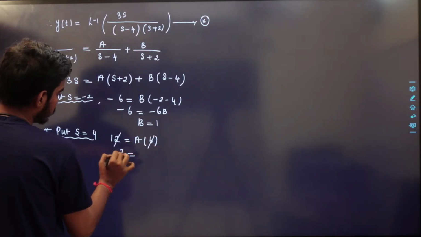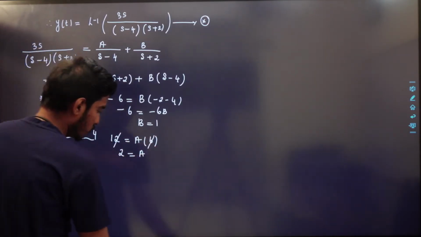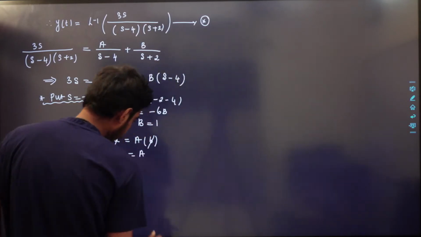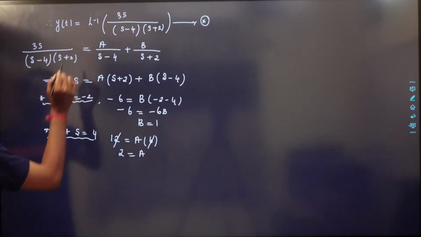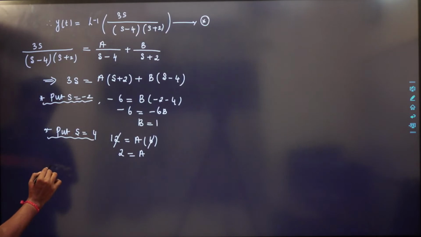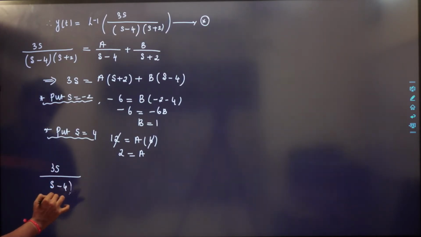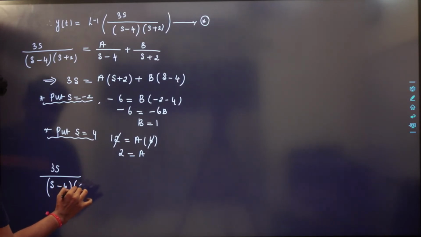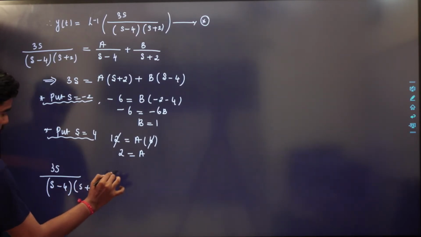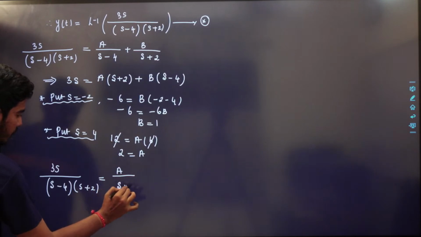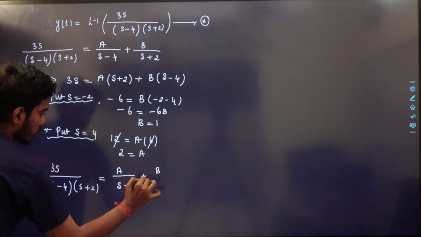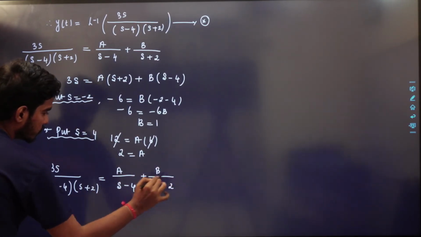6 ones are 6, twos are. So we have a equal to 2, b equal to 1. So therefore our y of t, that is 3s divided by (s minus 4)(s plus 2), is equal to a by s minus 4 plus b divided by s plus 2.